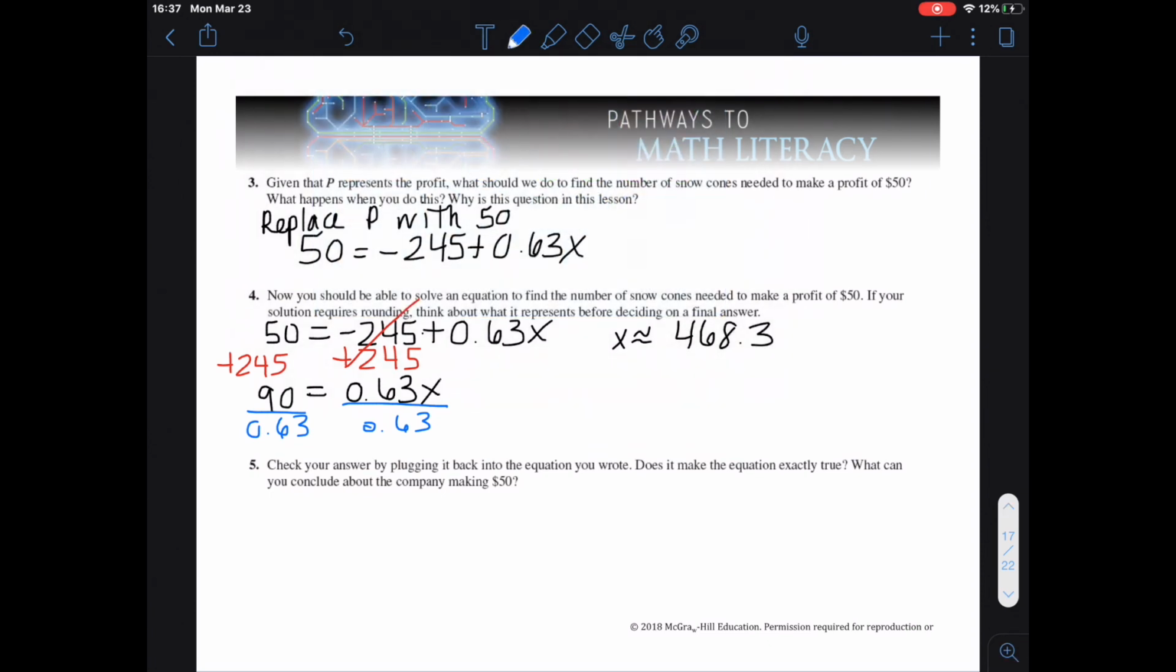Because the 0.63's cancel. So this is representing snow cones. You can't sell 0.3 of a snow cone. So we need to sell 469 snow cones to make a profit of $50.